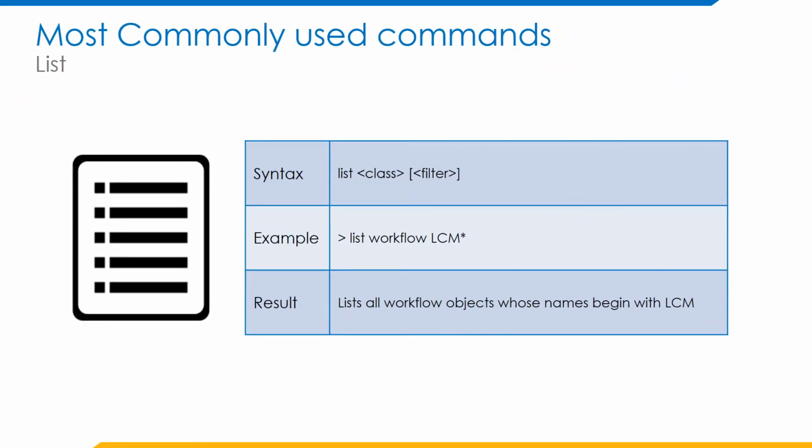The list command lists all the objects of the specified class. The syntax is list space the class name. The filter argument is optional. If we just use list without any arguments, it will display the command syntax followed by a list of all available classes. Optionally, you can add filters to the list command to narrow down the list of objects to be listed. If you look at the example, list workflow space LCM star, that lists all the workflow objects whose names begin with LCM.